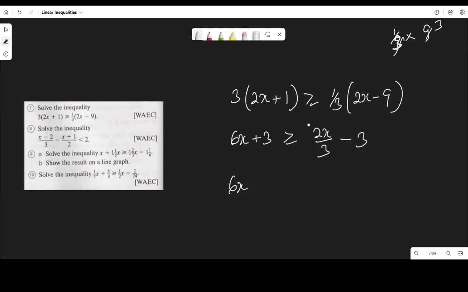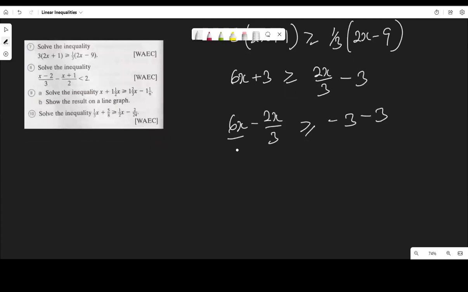6x and 2x over 3 are alike because both of them are terms in x. This is plus 2x over 3. When it crosses the sign of inequality, it becomes minus 2x over 3, greater than or equal to negative 3. This is positive 3 here. When it crosses the sign of inequality, it becomes negative 3.